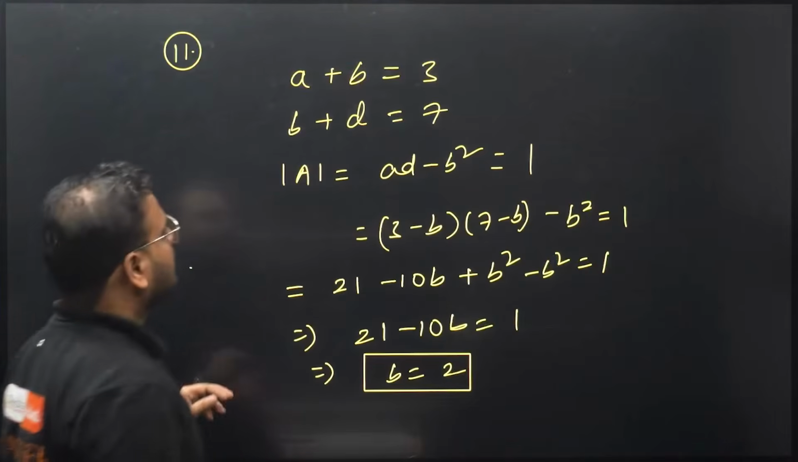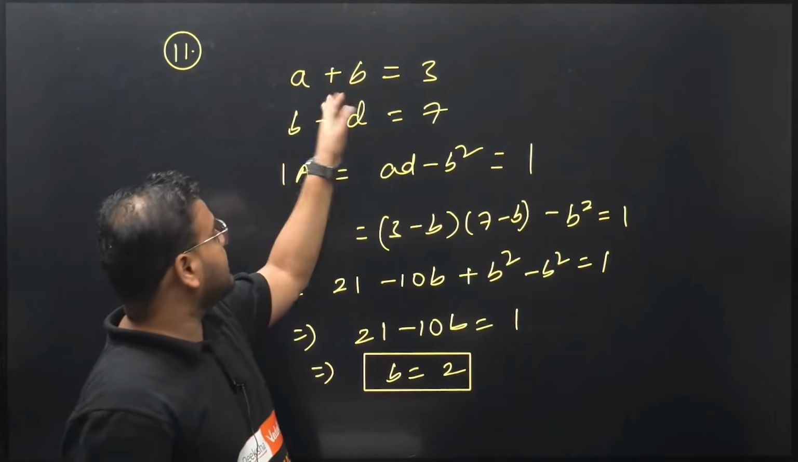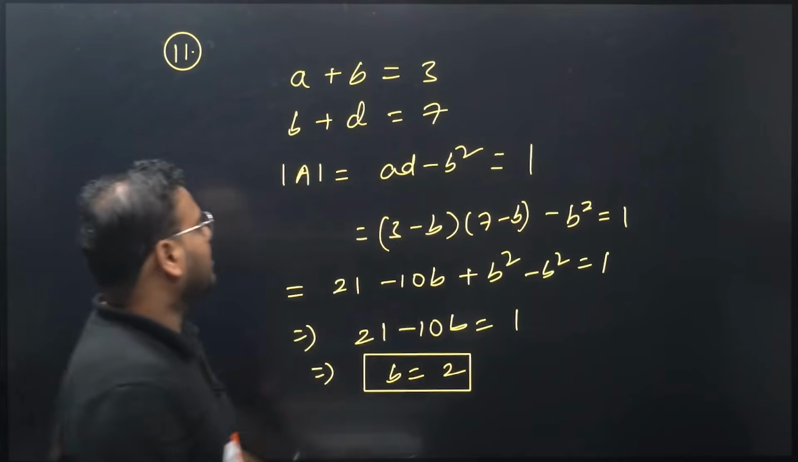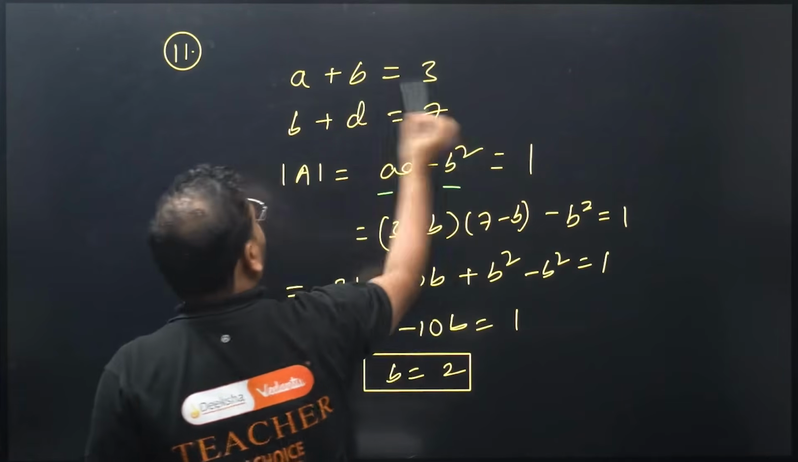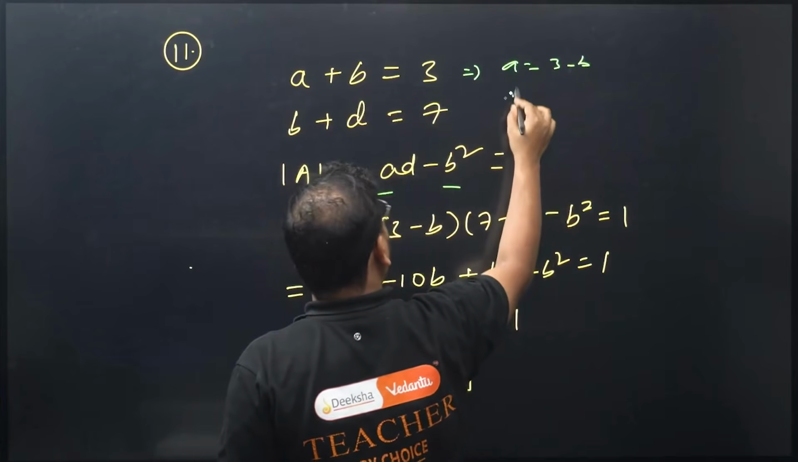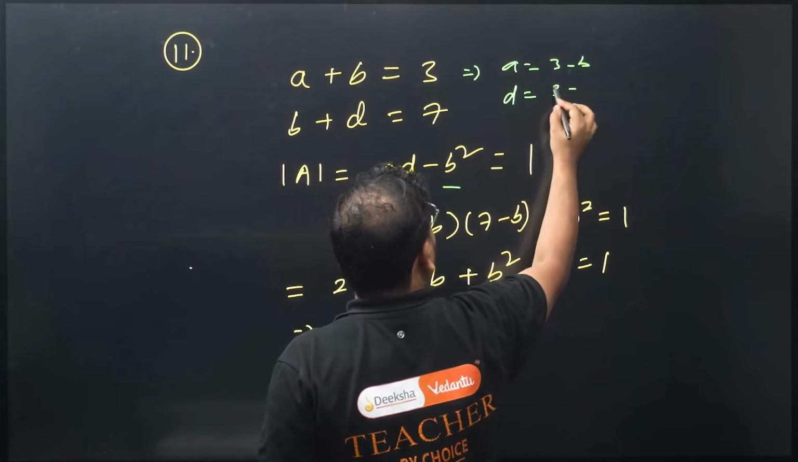We'll see. So we have alpha plus beta, A plus B value is 3 and B plus D is 7, already given to you. Determinant is also coming as AD minus B square. Find the value of A from here. A will become 3 minus B and D will become 7 minus B.